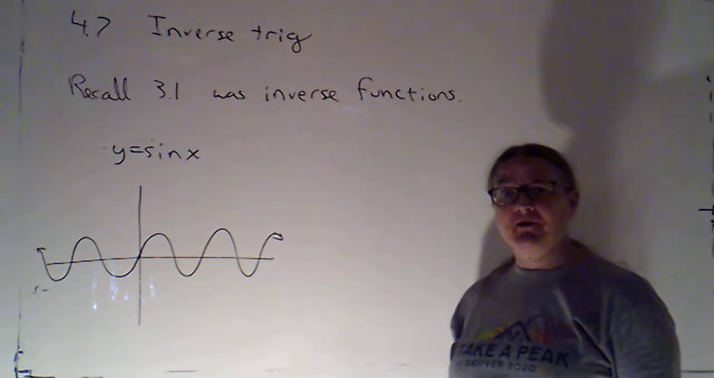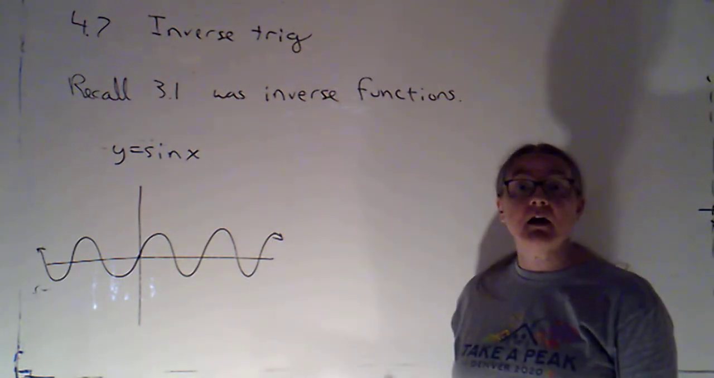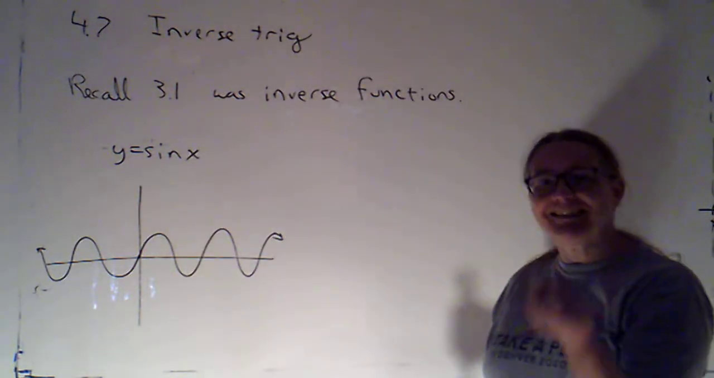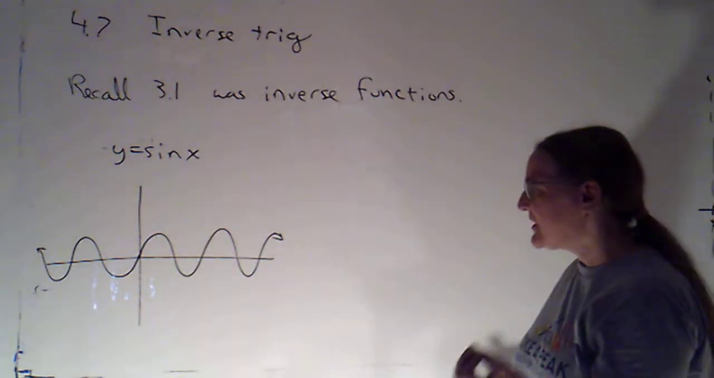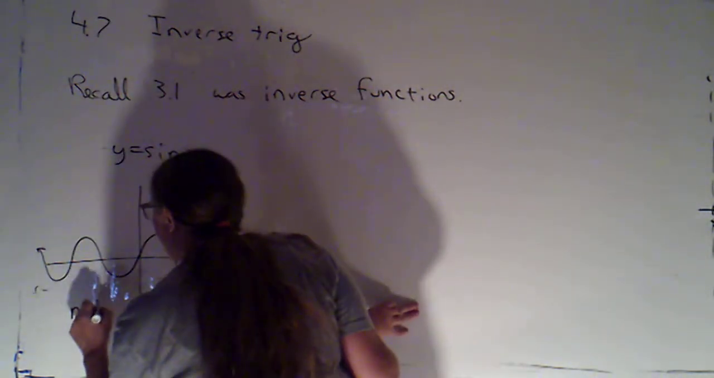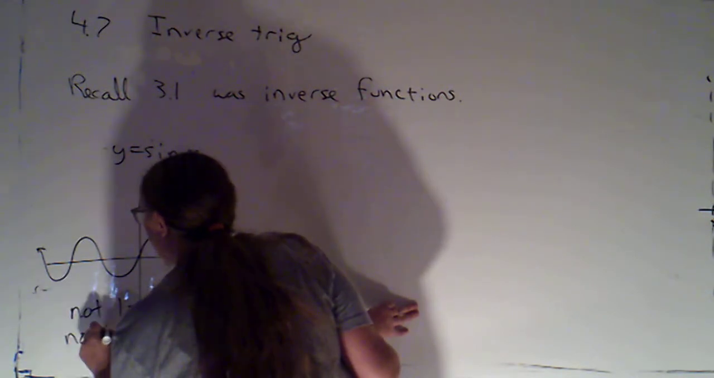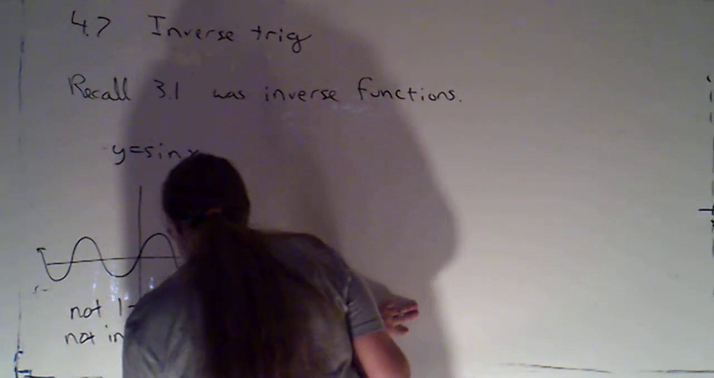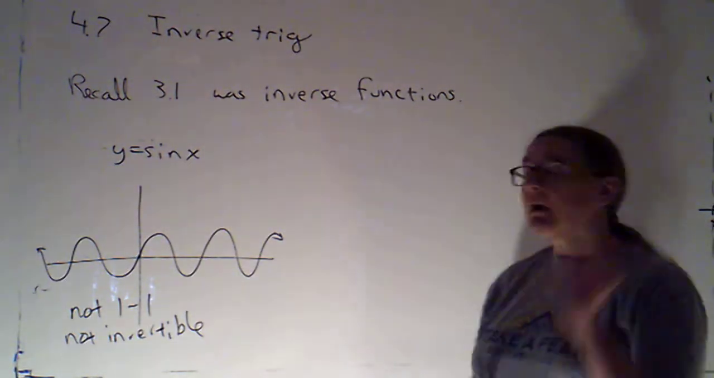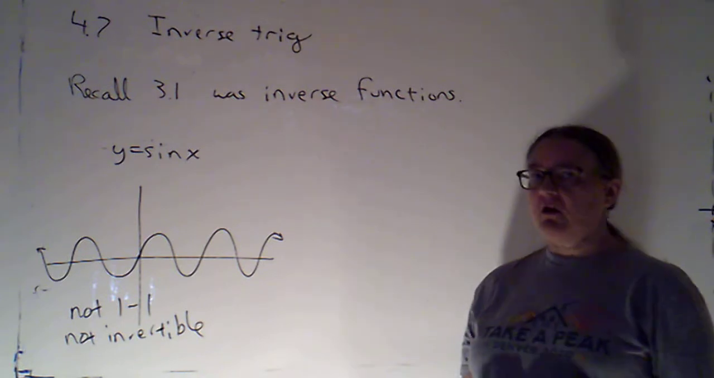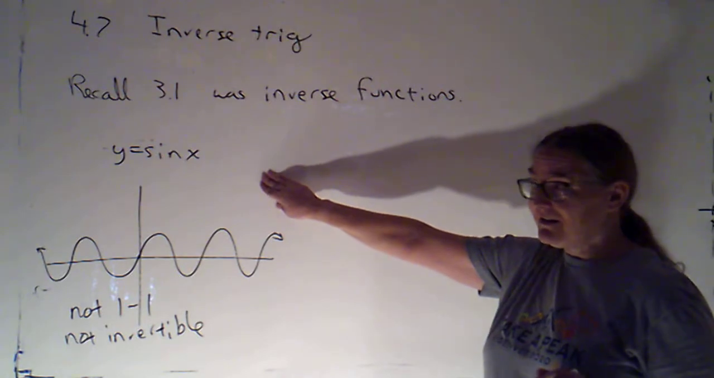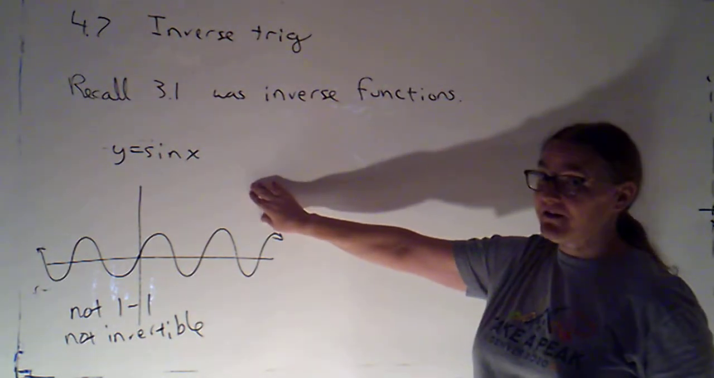And none of the trig functions are going to be 1 to 1 because they're all periodic. If they're periodic, whatever they do, they do again. They're going to hit those same y values again. So the graph of sine gives me the graph of a function that is not 1 to 1 and therefore not invertible. And so you might think, well, then there's no such function as inverse sine. But you would be wrong. There is a function called inverse sine. It's just not the inverse of this function because this function doesn't have an inverse.